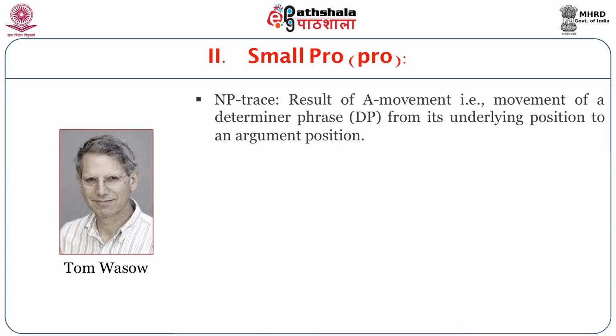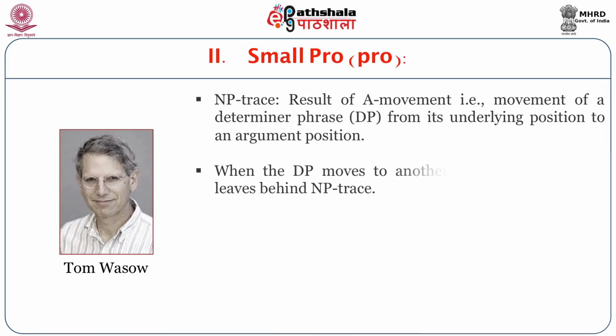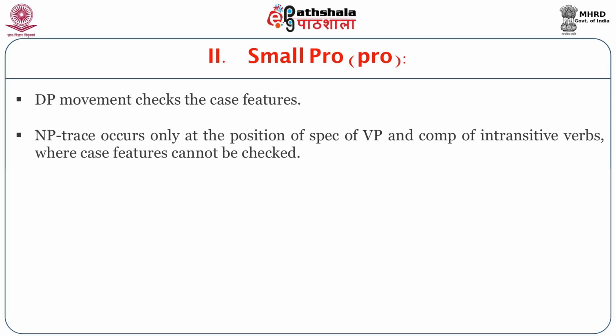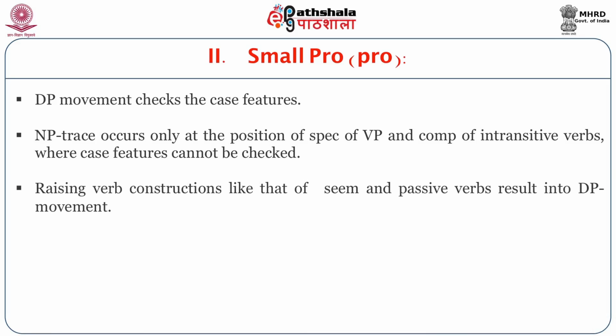NP trace is the result of a movement, that is the movement of a determiner phrase, DP, from its underlying position to an argument position. When the DP moves to another argument position, it leaves behind an NP trace. DP movement checks the case features. NP trace occurs only at the position of spec of VP and comp of intransitive verbs where case features cannot be checked. Raising verb constructions like that of seem and passive verbs result in DP movement.